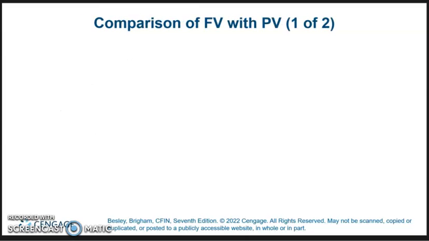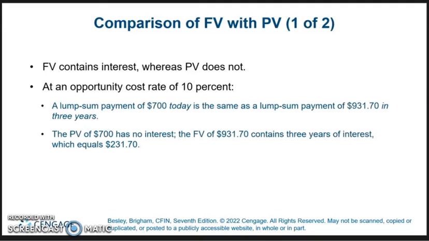Comparing future value and present value. Future value contains interest, present value does not. So, we saw an opportunity cost rate at 10%, a lump sum payment of $700 today is the same as a lump sum payment of $931.70 in 3 years in the future. That $700 has no interest. That future value of $931.70 contains 3 years of interest.